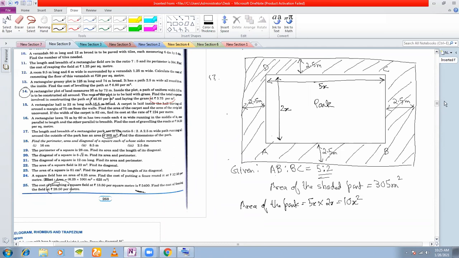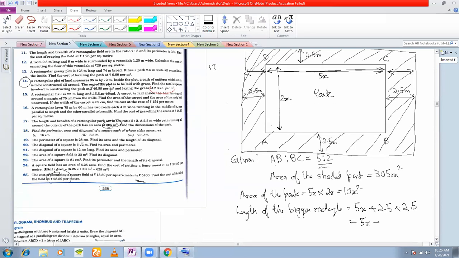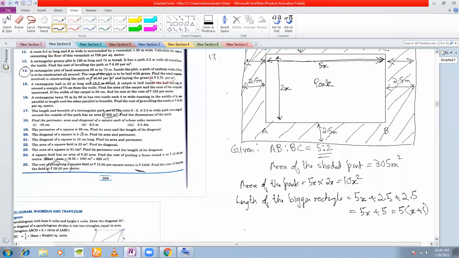Now tell me, what should be the length of the bigger rectangle? No, 5x plus, because this length is 5x. That means now you are adding 2.5 here, so you have to add 2.5. So 5x plus 2.5 plus 2.5. Is it clear? So 5x plus 5. Or you can take 5 common and write this as 5 times x plus 1.